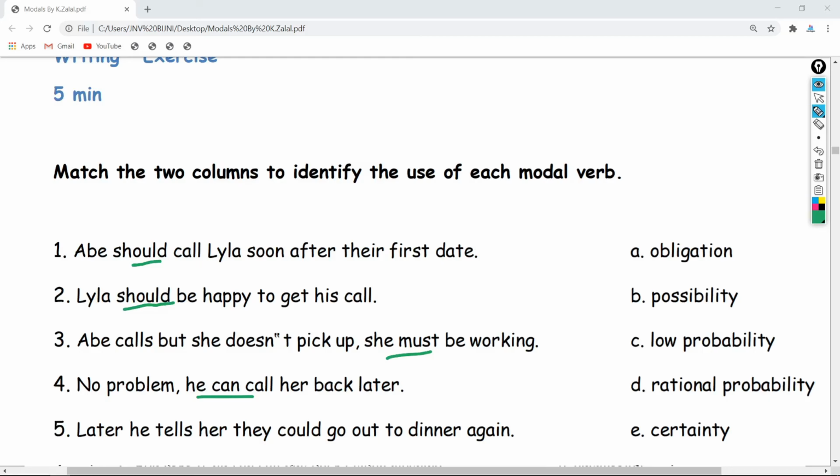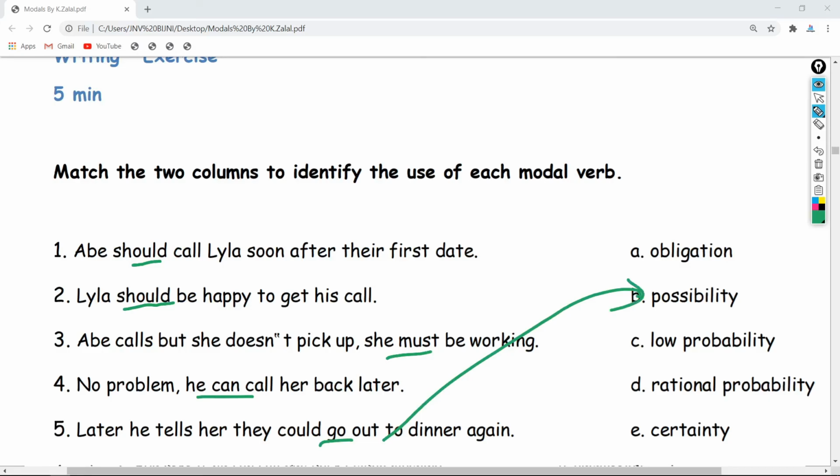No problem, we can call her back later. Can call her back later. So the can here means what? The rational probability. Later he tells her they could go out to dinner again. This could here actually tells about the possibility.